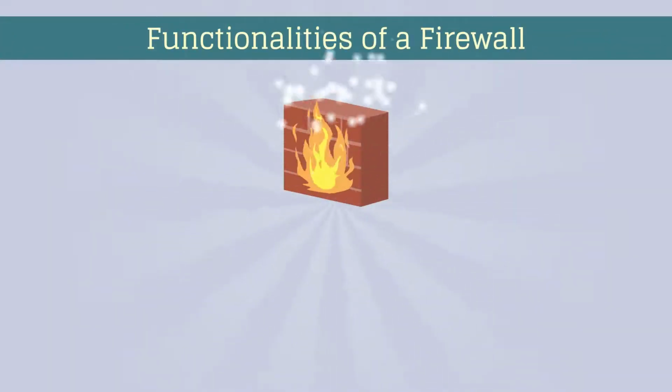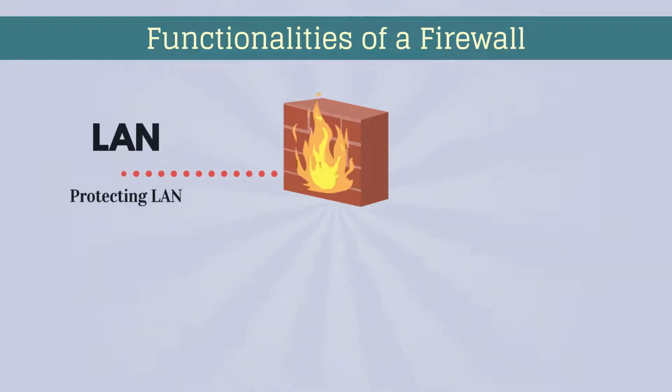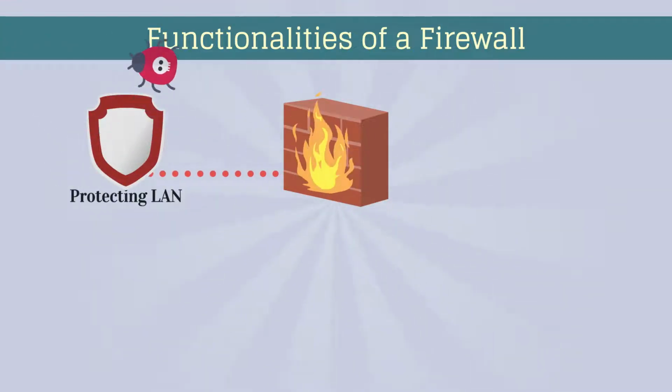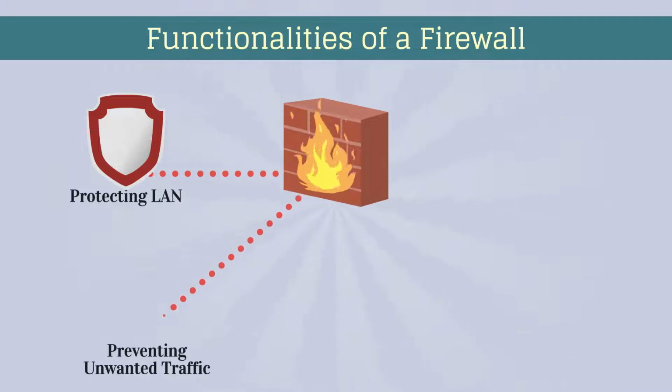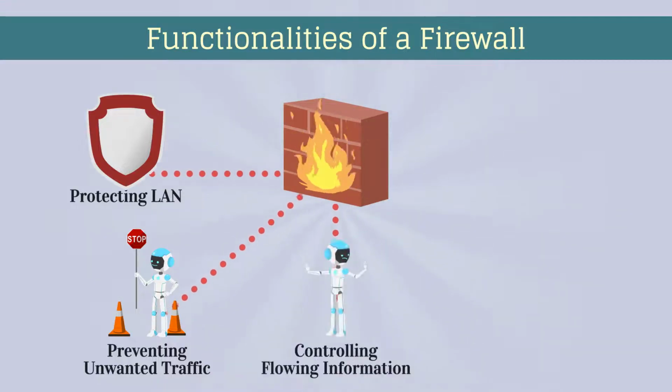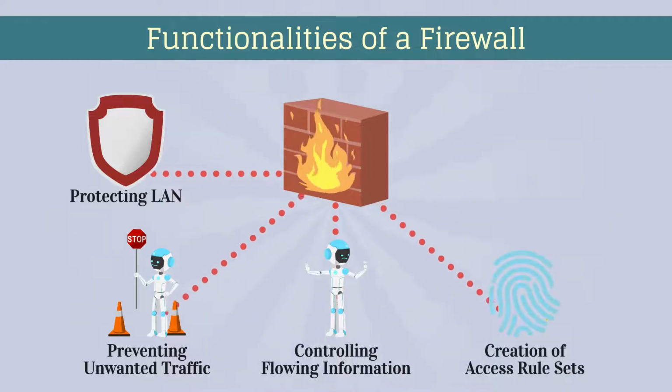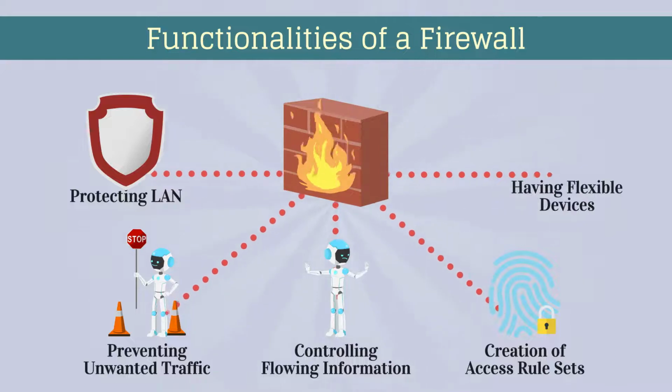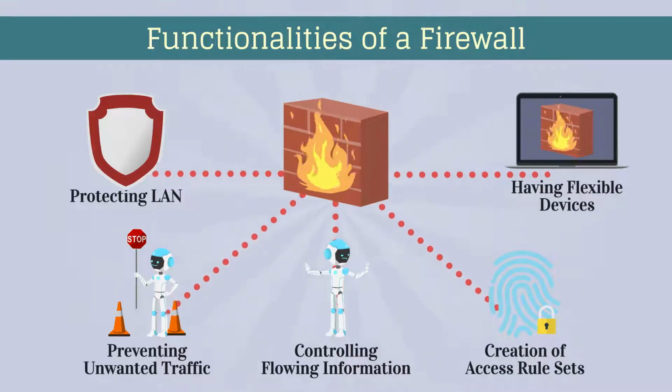In general, the functionalities of a firewall include, first, protecting the LAN from being the subject of malicious intent and activity on the Internet. Second, preventing unwanted traffic networks. Third, controlling the information flow in or out. Fourth, creating access rule sets for maintaining and setting up protection for the network or system. And lastly, having flexible devices such as a standalone hardware-based network device or software based on computer systems, as host-based or network-based.